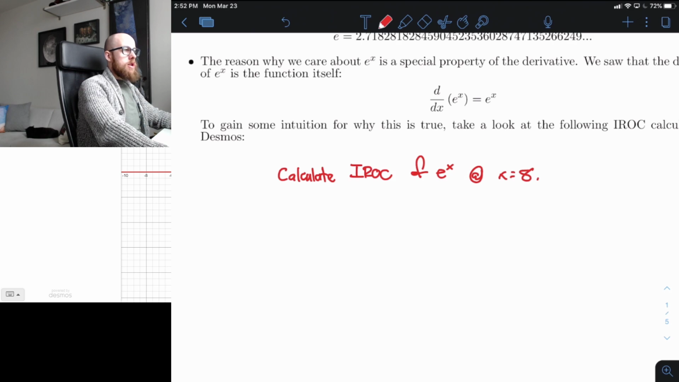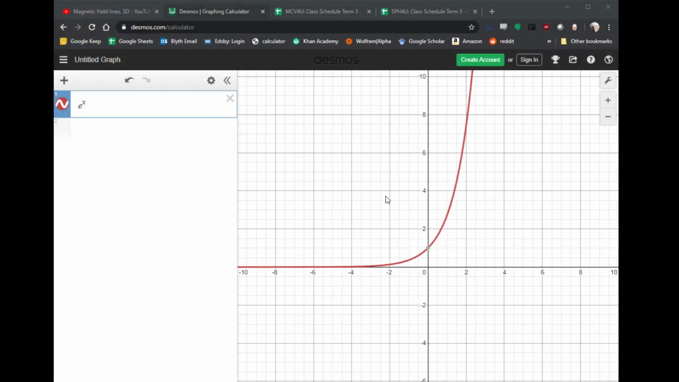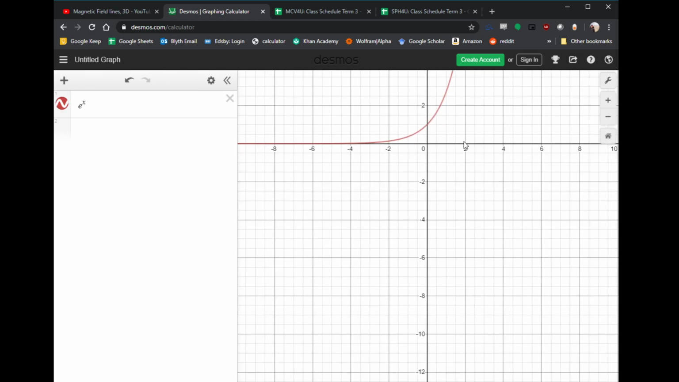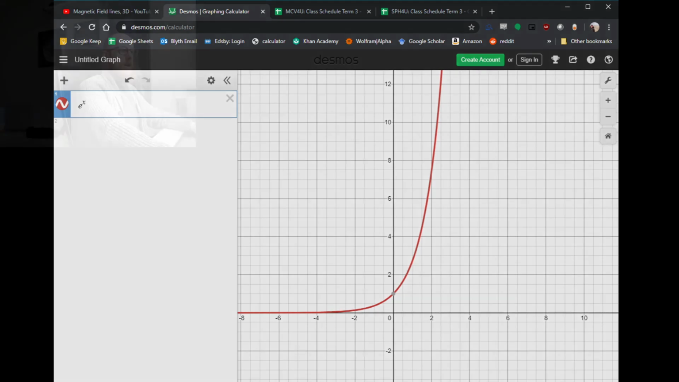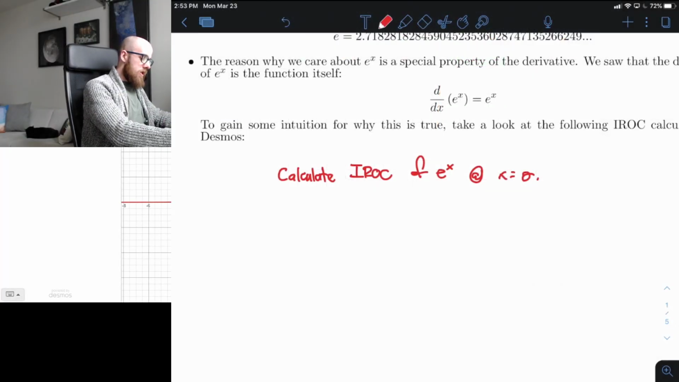So what we should see is that the slope of the function at x equals 8 should be the value of the function. Or sorry, I'm looking at the wrong thing here. X equals 2. I'm rusty. At x equals 2, the value of the slope at x equals 2 should be 8. It should be the same value as the y value of the function there. Okay, so we should expect to see something approximately around 8. All right, so let's see if we can do that. So let's calculate the IROC of e to the x at x equals 2.